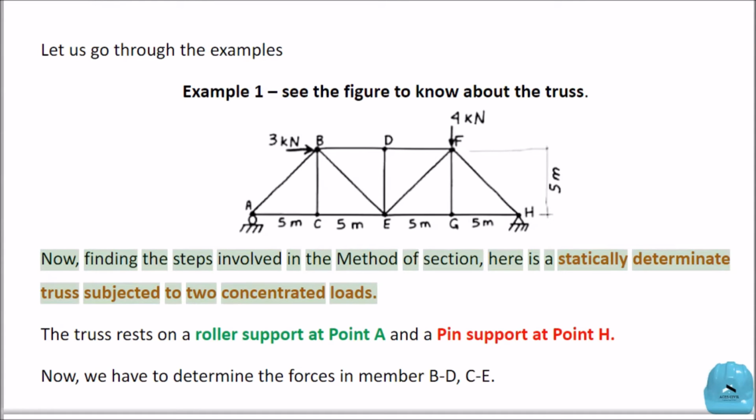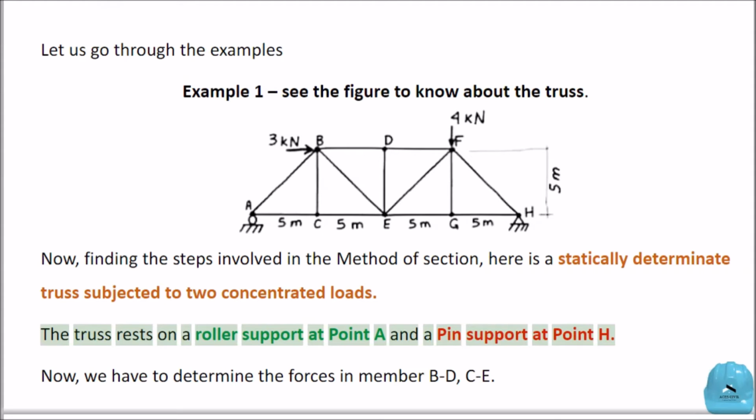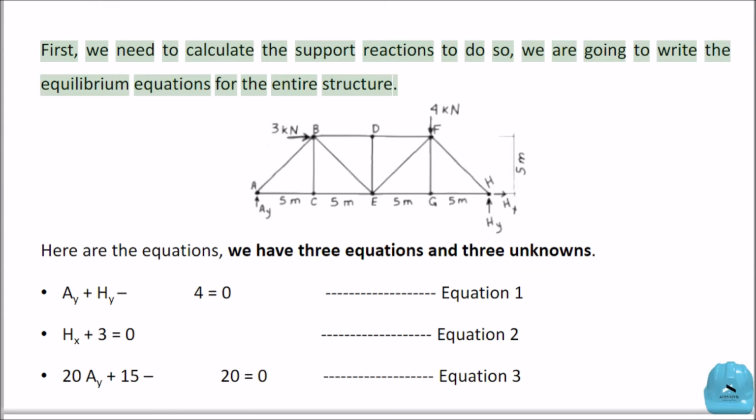Now, to find the steps involved in the method of section, here is a statically determinate truss subjected to two concentrated loads. The truss rests on a roller support at point A and a pin support at point H. Now, we have to determine the forces in members BD, CE. First, we need to calculate the support reactions. To do so, we are going to write the equilibrium equations for the entire structure.